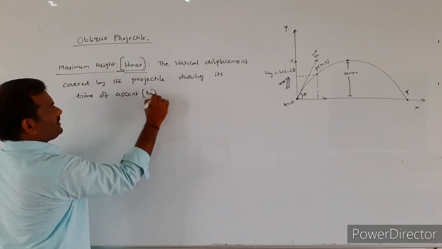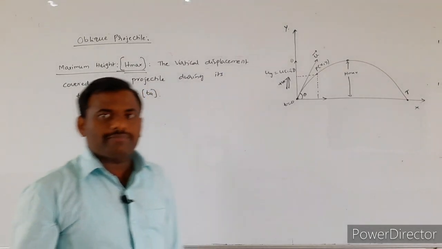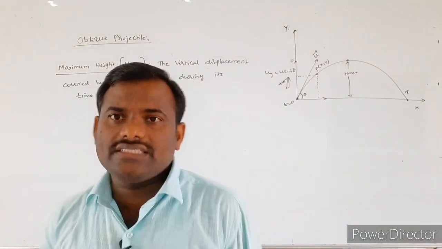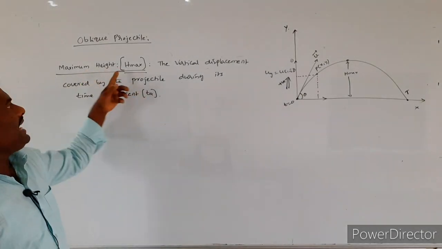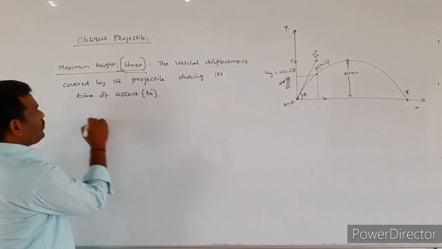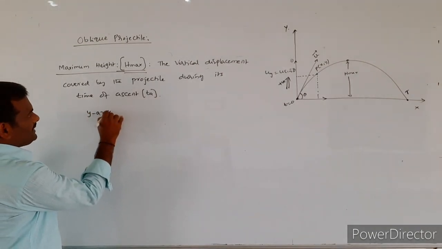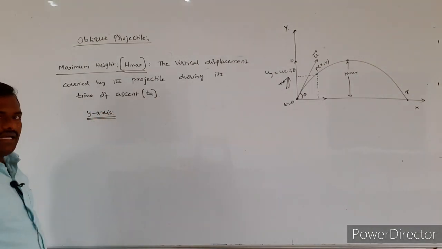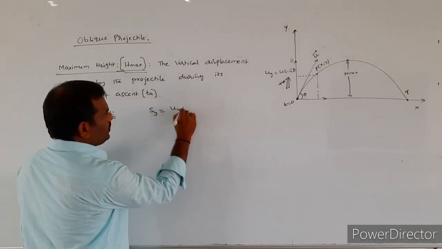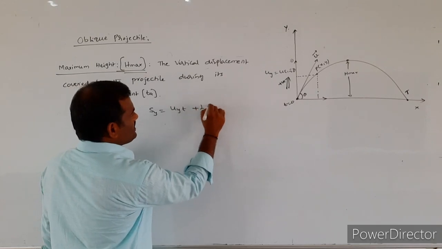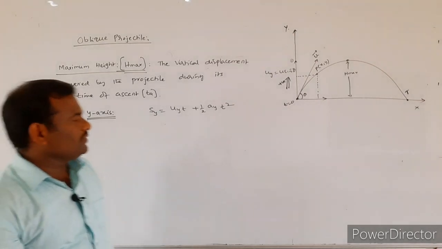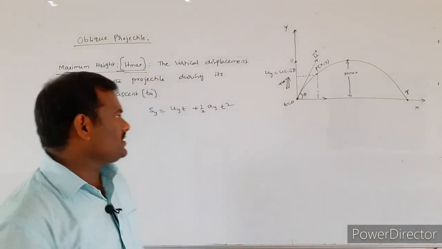Time of ascent. The maximum vertical displacement covered by the projectile during its time of ascent is called H maximum, the maximum height. Here also we consider motion along the y-axis only. The displacement equation is Sy = uy t + (1/2) ay t squared.